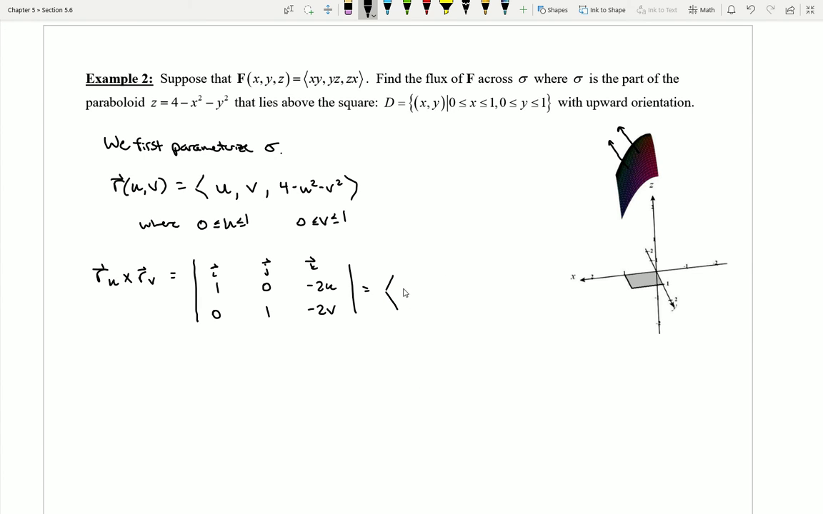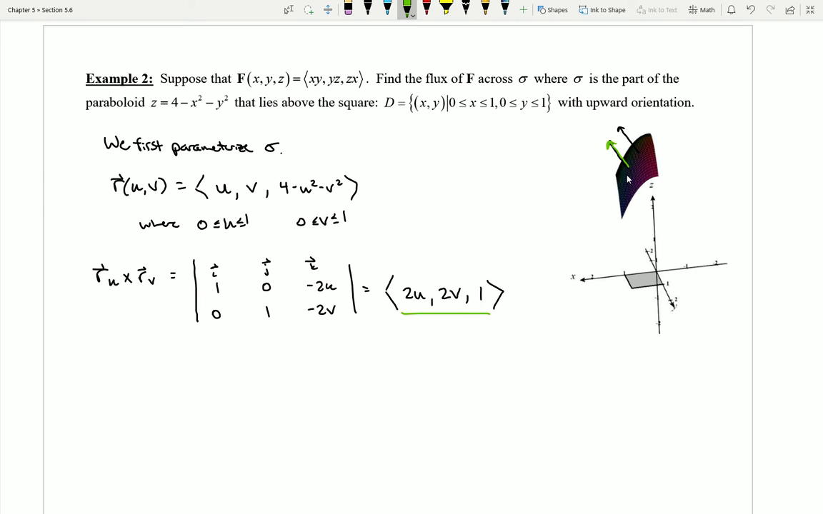My first piece looks like it's going to be 2u. My next piece looks like it's going to be negative 2v, or just 2v. And my last piece is just going to be 1. Now, while this does represent a normal vector to my surface, I want to make sure that this vector that I have here actually represents one of these vectors.